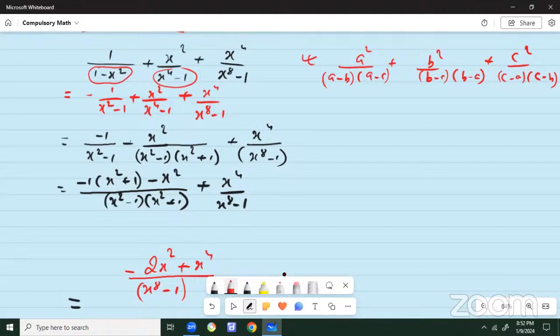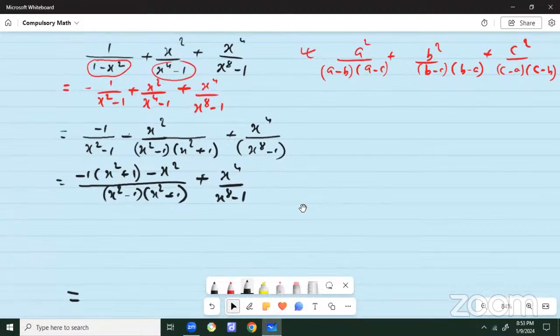Excuse me, sir. Yes. I think the answer that I've got is a mistake. Wait, let's see what our friends will get. Minus 2x squared plus x to the power 4 minus 1 upon.